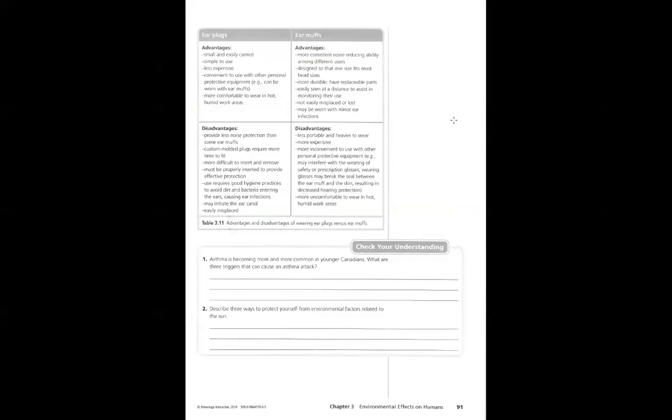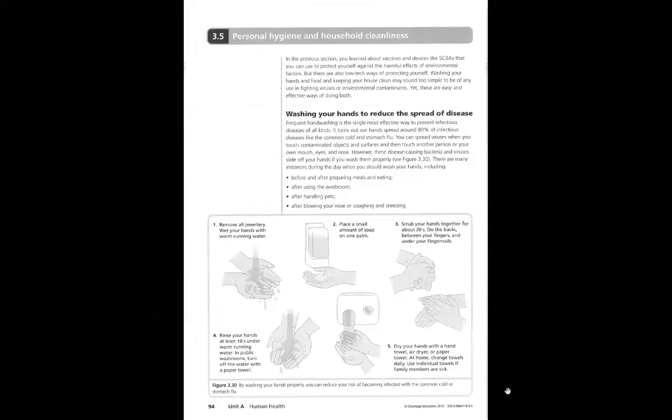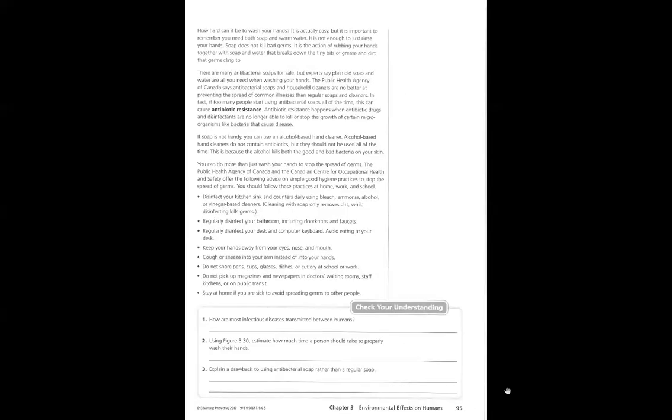There we go. All right, so that was 3.4, lesson 11. 3.5 is lesson 12, is 3.5 in the textbook. All right, in this one, we are looking at how personal hygiene and household cleanliness can keep us from spreading disease, getting sick ourselves. We looked at the proper way to wash our hands, when we need to wash our hands. We looked at is soap or antibiotic soap, is one better than the other? And we said no, remember that.